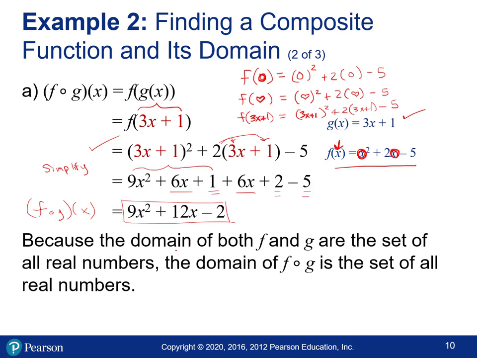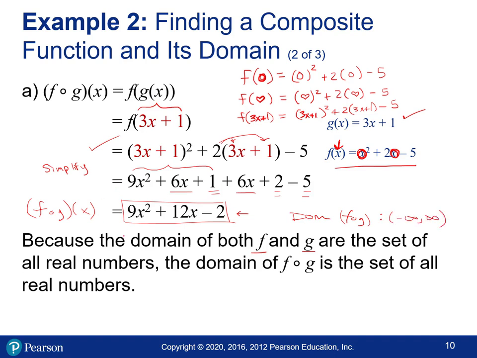Now to talk about the domain. The domain of both functions originally was all real numbers. And if you notice this resulting function, there are no restrictions here. Because there were no restrictions on the two input functions that we composed together, no restriction on the inside one, g, and no restriction on the outside one, f, the domain of this result is all real numbers as well. So the domain of f of g of x, our composition, is also all real numbers.